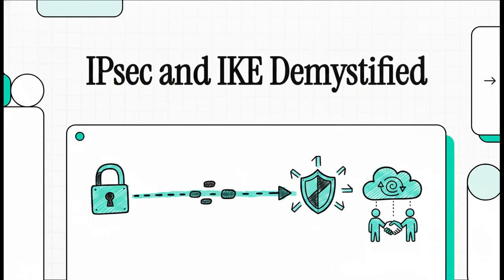Welcome back, everyone, to today's Explainer, where we're going to break down exactly how virtual private networks secure your data across the incredibly chaotic public internet. Today, we're zeroing in on the architecture of IPsec and its highly trusted partner, IKE.